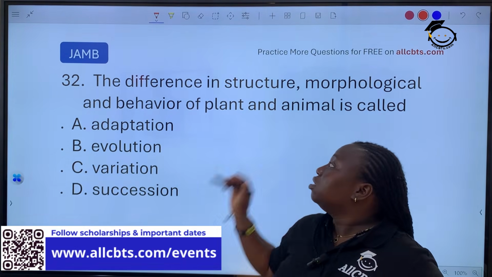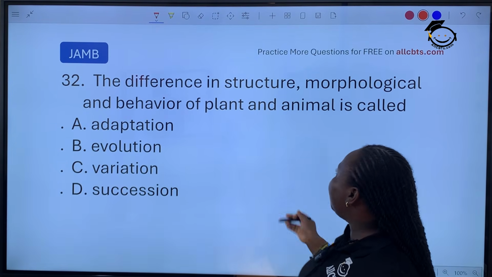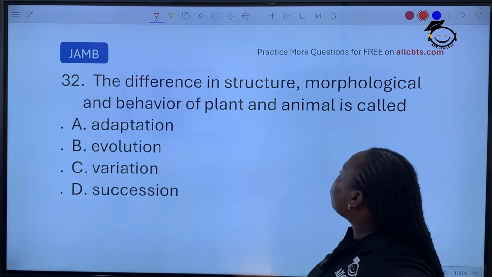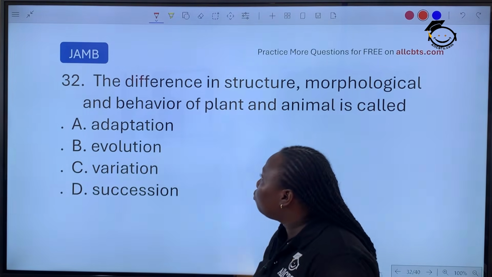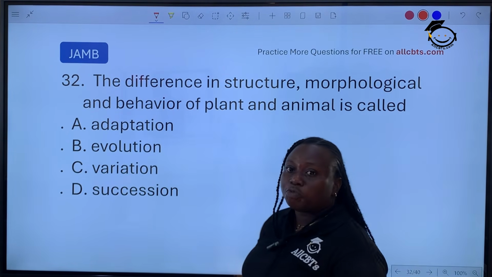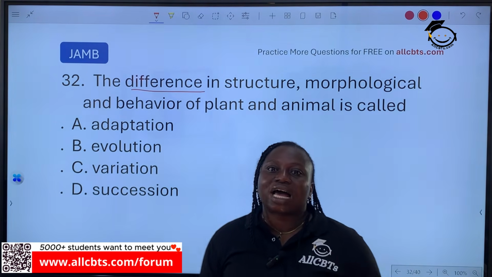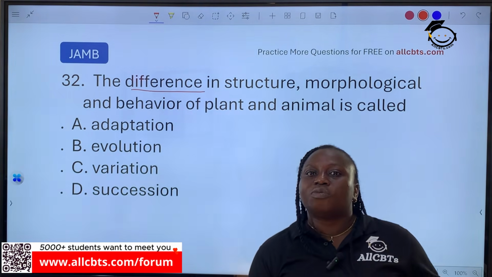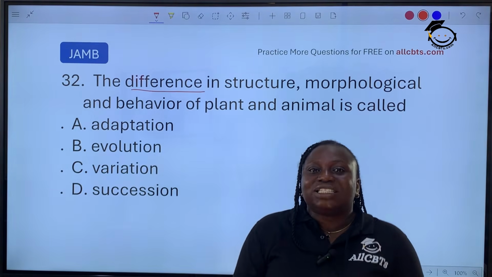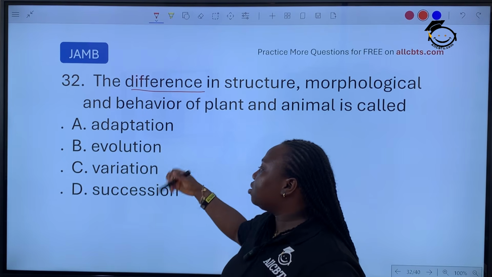Number 32. The difference in structure, morphological, and behavior of plants and animals is what? So trying to say that what differentiates an organism from the structure to the morphological to the behavior? What is the term that we use that differentiates all of them? A, adaptation. B, evolution. C, variation.